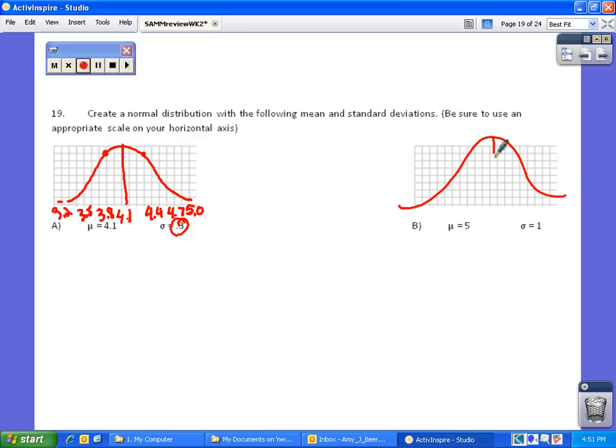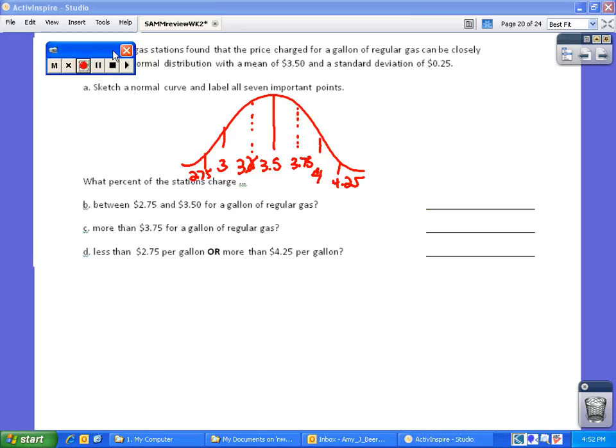I'm going to do the same thing over here. My mean, 5, right in the middle. 2 transition points are going to be 4 and 6. And then my other standard deviations away, just like so.